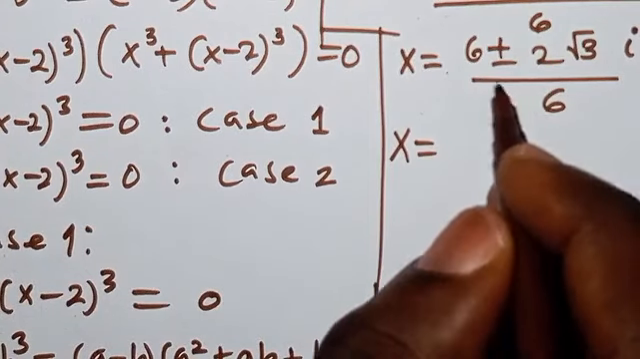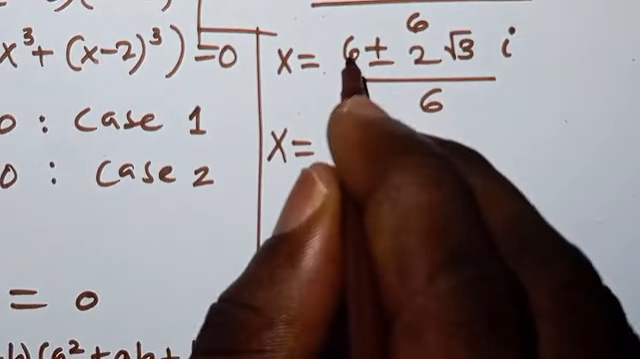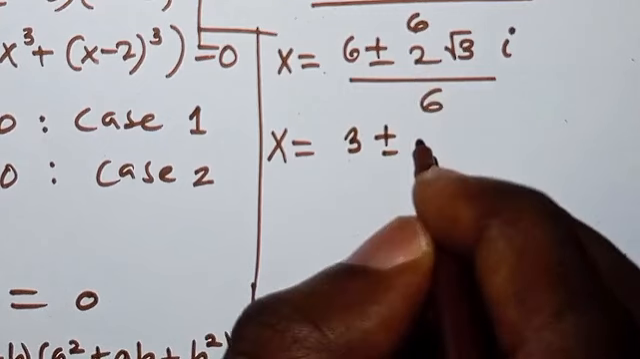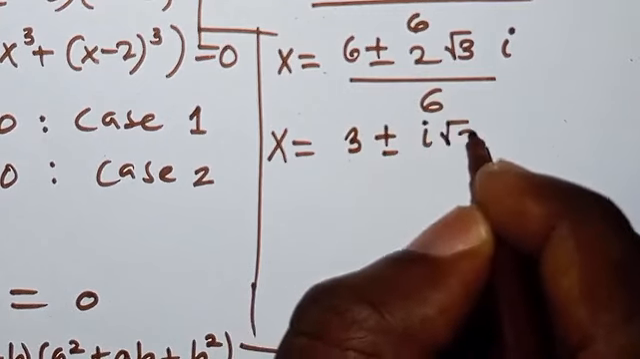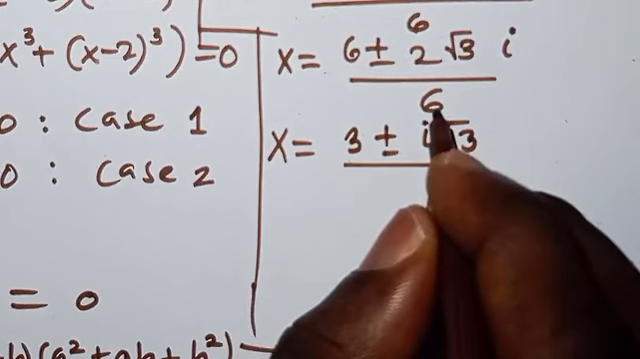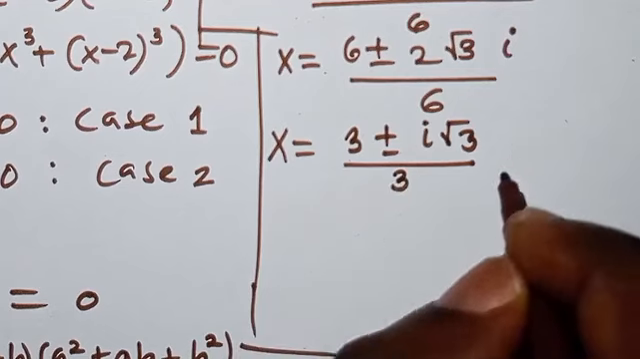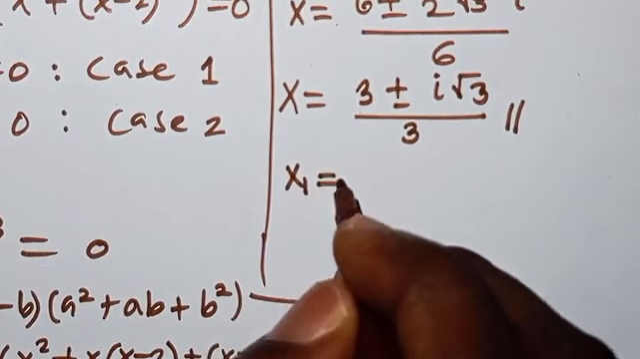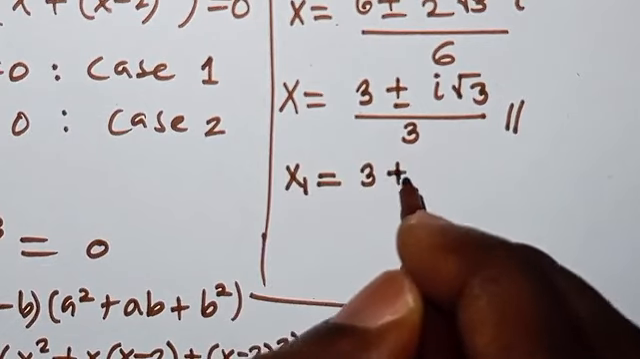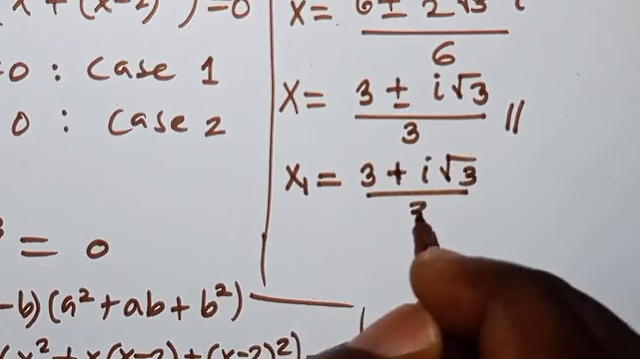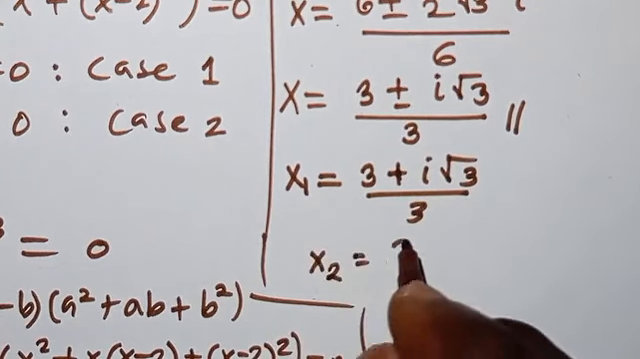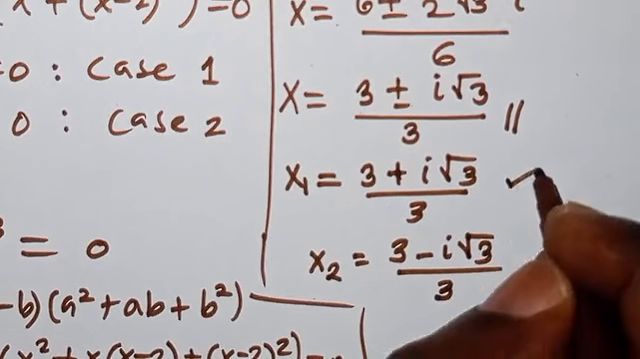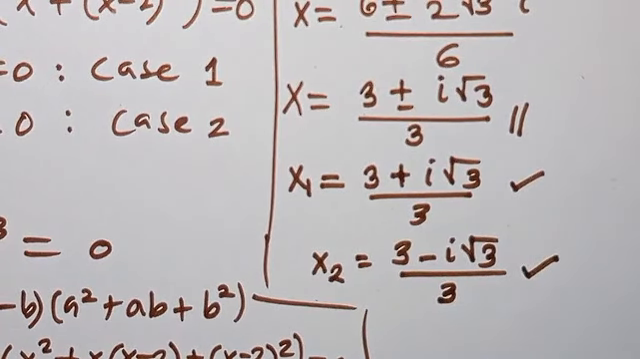So now the factor that is common here is 2. So 6 divided by 2, we are going to have 3 plus or minus 2 divided by 2, we have 1. Therefore, it's going to be i root 3. Then 6 divided by 2, we have 3. So now we have x1 to be 3 plus i root 3 all over 3, x2 to be 3 minus i root 3 all over 3. Okay, so that is that for the case 1.